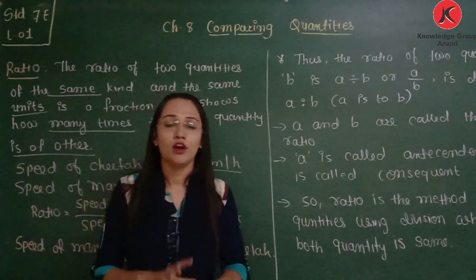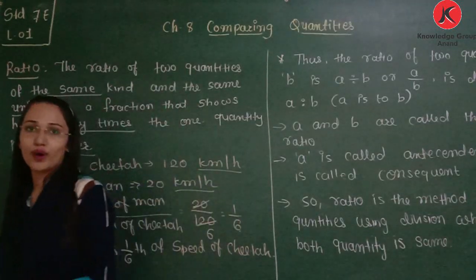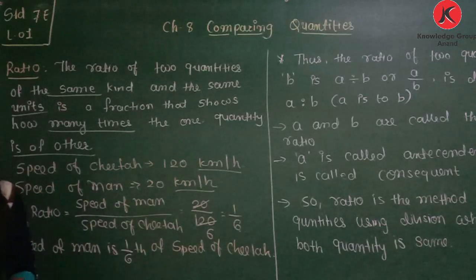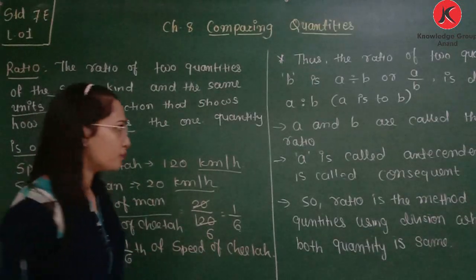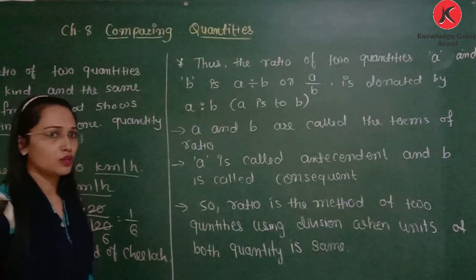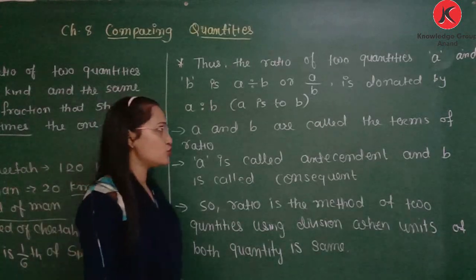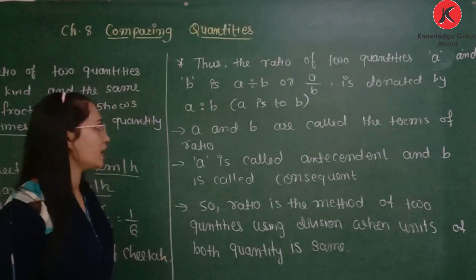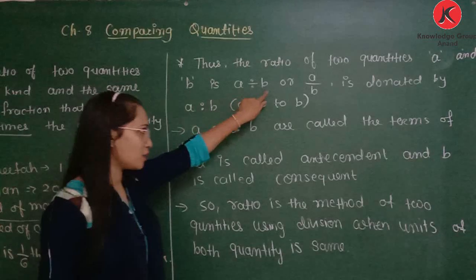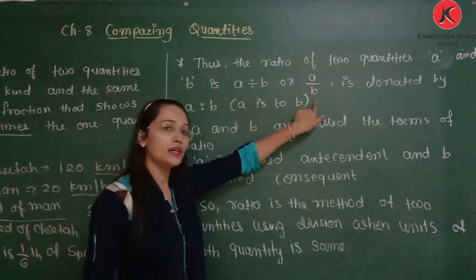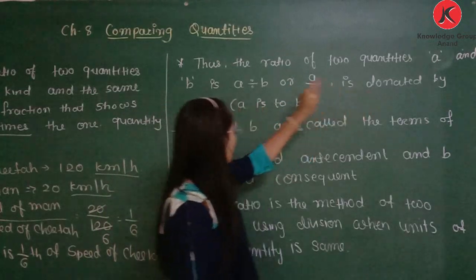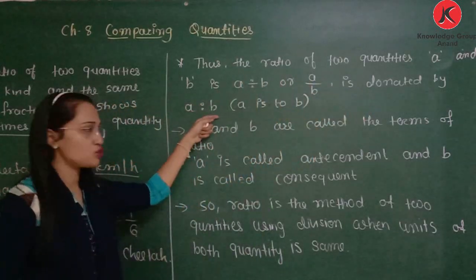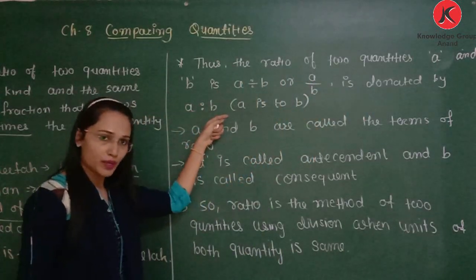If one pizza is there and you are eating 3 parts and your friend is eating 4 parts, what is the ratio? It is 3 by 4. You can say it is 3:4. So the ratio of two quantities A and B is A divided by B, or in fraction form A by B, denoted by A is to B.